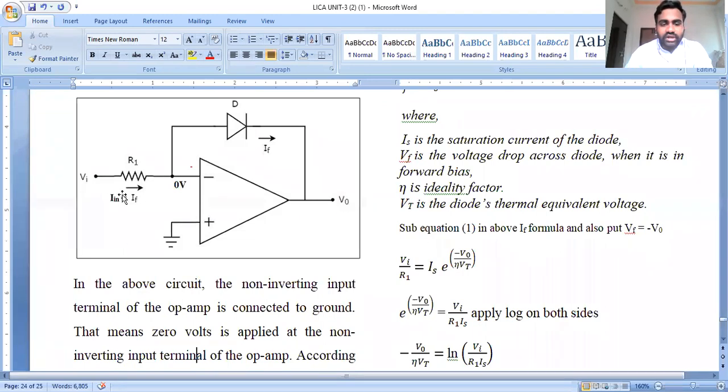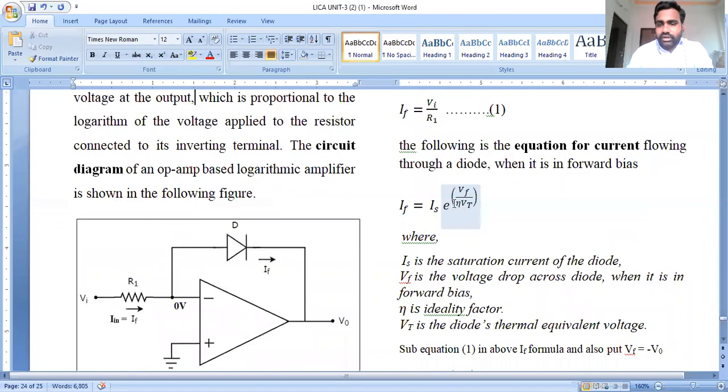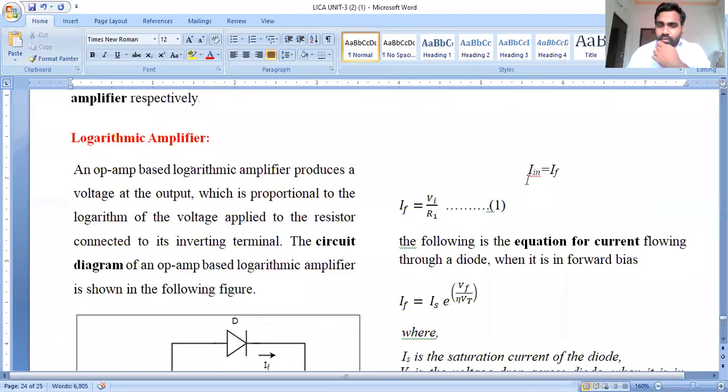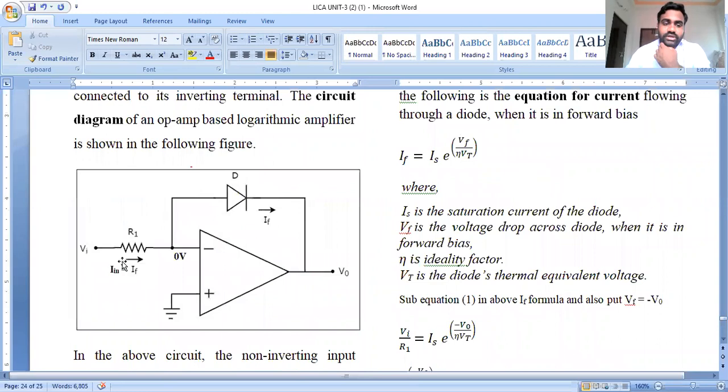That means the input current is equal to the feedback current. The input current flows through the input resistance, that is, I input is equal to V input divided by R1, given the drop across the resistance. And the input current is equal to the feedback current.